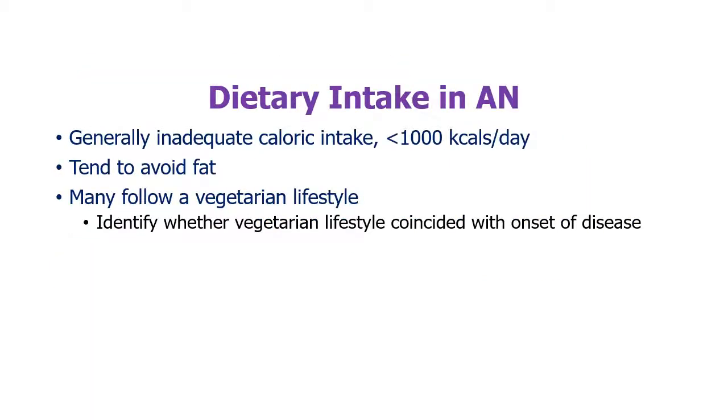Now, individuals with anorexia nervosa typically have a decreased caloric intake, typically less than 1,000 kilocalories per day. They also tend to avoid fat and likely will follow a vegetarian or a vegan lifestyle. So it is important to note whether that change of diet coincided with the onset of disease, because potentially you can fix the problem by just helping educate them on the best way to intake proper nutrients.